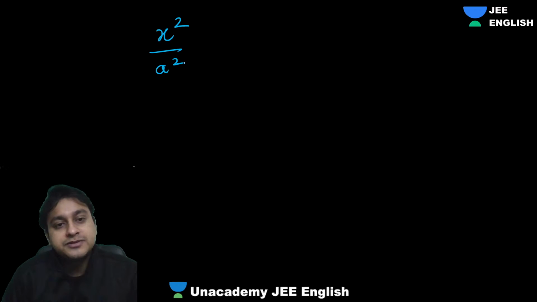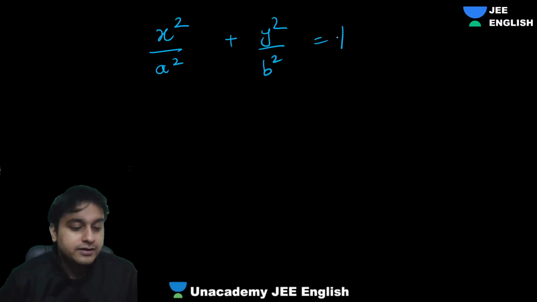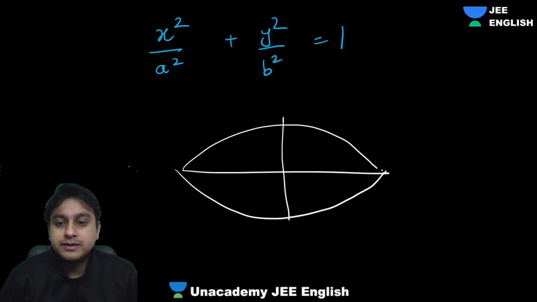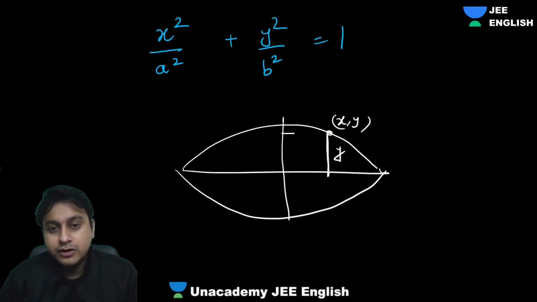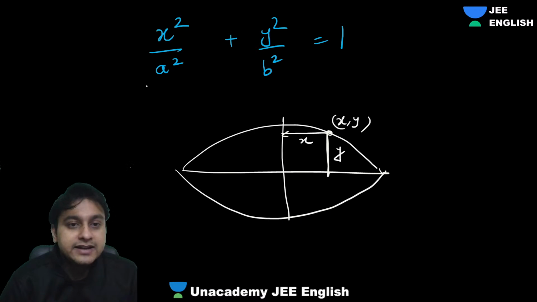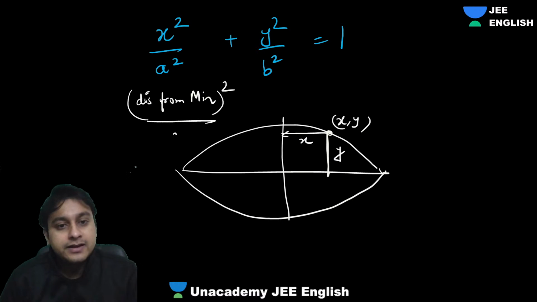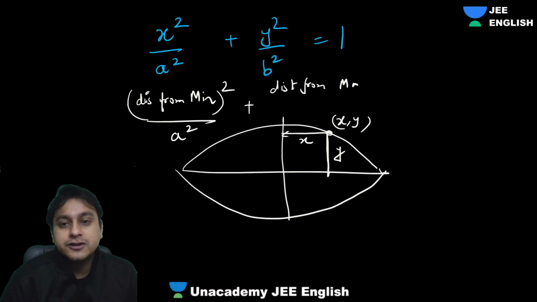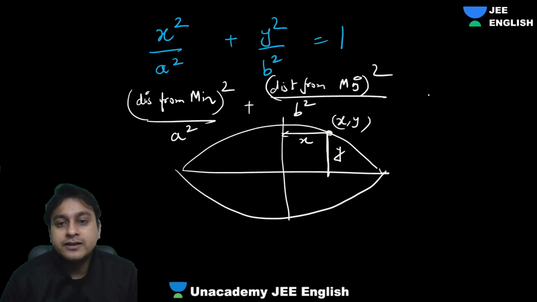Same thing, let's try to apply on our favorite ellipse and get that second kind of equation. So guys, the general equation of an ellipse is x square by a square plus y square by b square equals 1. Take any random ellipse, and a point x comma y. This will be y, this will be x. What is your x and y currently? x is nothing but the distance from the minor axis. So it is distance from minor axis whole square by a square plus, what is y? y is the distance from major axis whole square by b square equals 1.